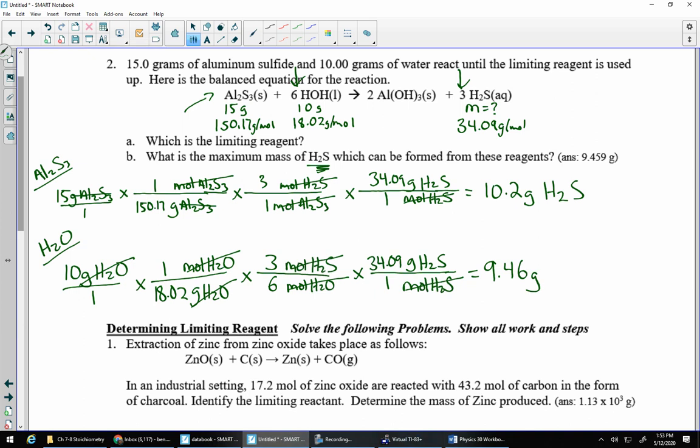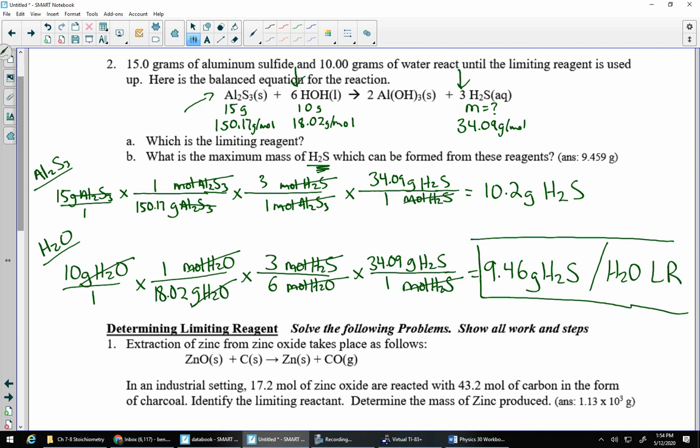9.46 grams of H2S. So just checking this one out, if I had 15 grams of aluminum sulfide, I would make 10.2 grams of hydrogen sulfide. If I had 10 grams of water, I would make 9.46 grams of hydrogen sulfide. Which one makes less? The water. So that means we are actually going to make 9.46 grams of hydrogen sulfide, and water is the limiting reagent. So whichever one makes less is the limiting reagent.